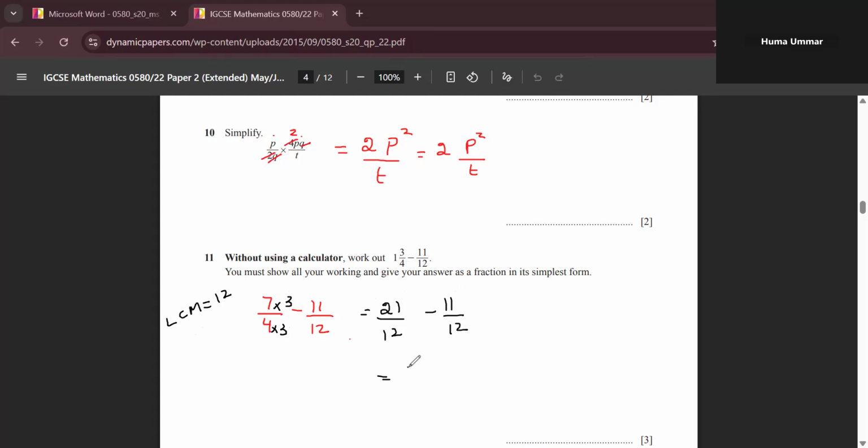So we can write 21 minus 11 over 12. 21 minus 11 is 10 over 12, right? 10 over 12, you can simplify it with the table of 2. So it will be 5 over 6. What I did, I divided both the numerator and the denominator with 2. So answer became 5 over 6.